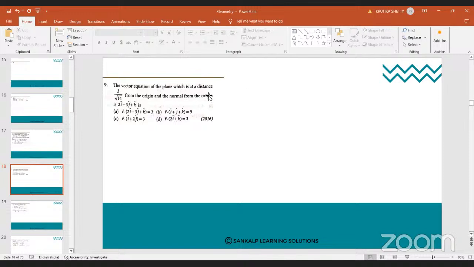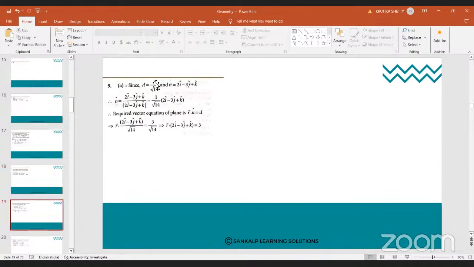So here we need to use the normal form of the plane. The equation is r dot n cap equal to d. We need to make use of that equation and simplify it. See how we can solve it. The distance is given as 3 upon root 14, and n is given as 2 i cap minus 3 j cap plus k cap. Calculate n cap.